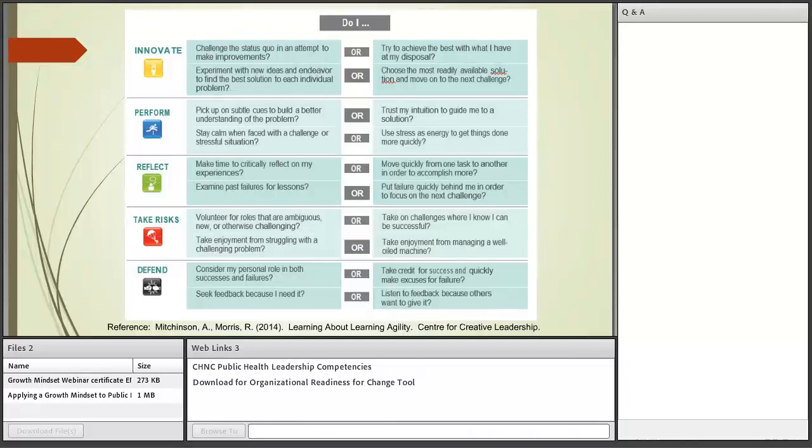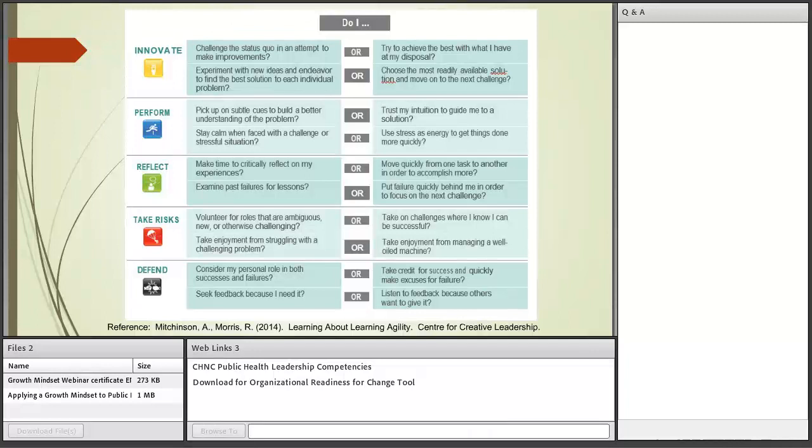So if you have a piece of paper and a pen in front of you, I would like you to draw a table with 3 columns. And I'll just pause so people can do that. And I would like 5 rows. In the first column, in the first row, on the leftmost column, if you can write the word innovate. And then underneath it on the second row, first column, perform. And then the third row, first column, reflect. And fourth row, first column, take risks. And then defend on the last row, first column.